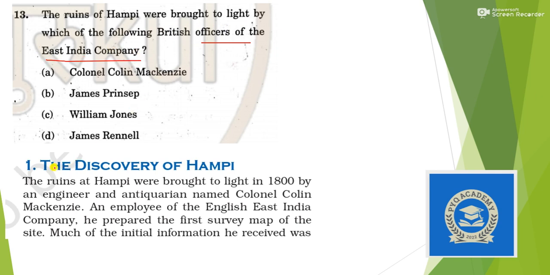Again, a direct question. In the first phase of that chapter itself, it is given that the ruins of Hampi were brought to light in 1800 by an engineer and antiquarian named Colonel Colin Mackenzie. Okay, so the answer here is option A, Colin Mackenzie.